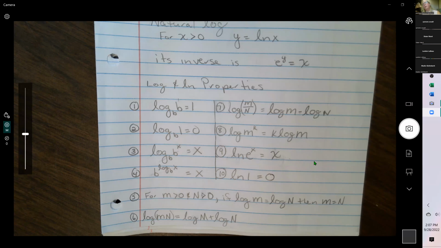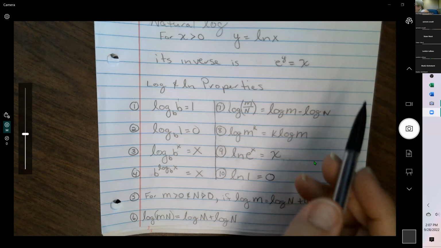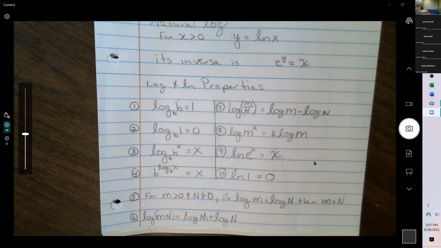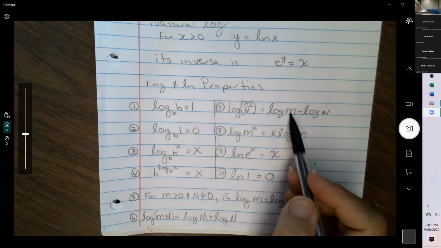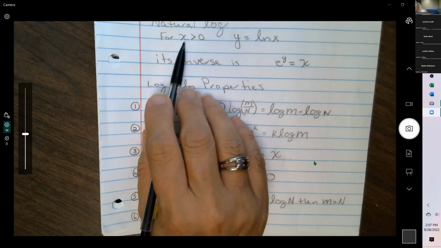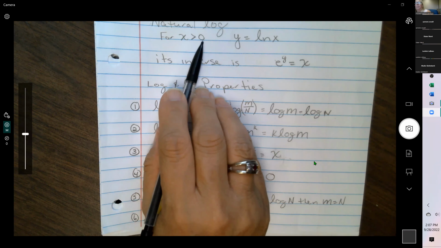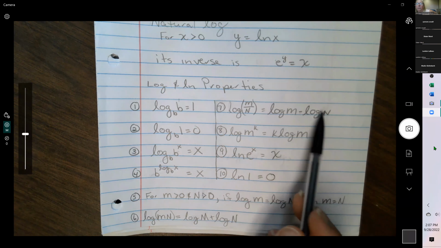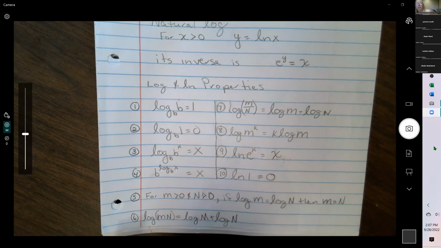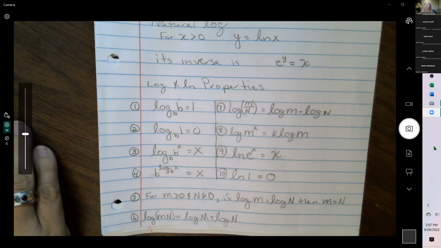When we're solving these, the biggest thing you need to be careful of is if your variables are here, because you can't take the log of a negative number or 0. So you have to make sure that your answers are greater than 0. So if the variable is here for a log or natural log, you have to check your answers. Some will work and some will not.